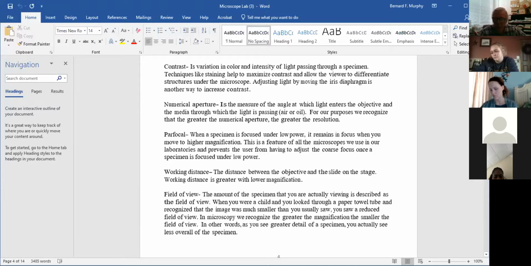Field of view, we mentioned that the higher the magnification, the smaller the field of view. And so if you go to higher magnification, you see greater resolution, but you see less of your object, because the field of view has been reduced.